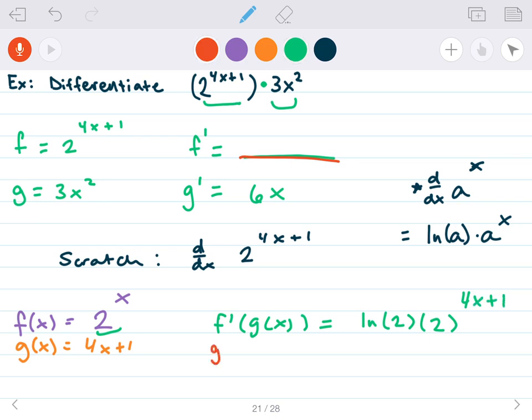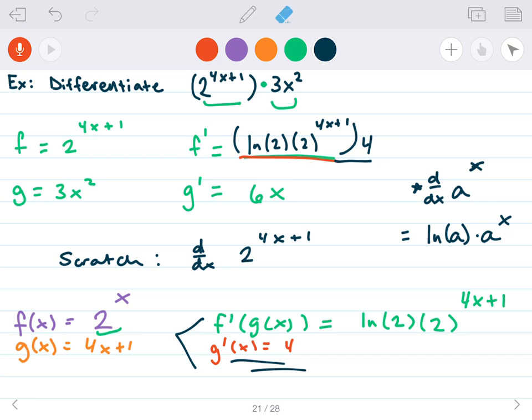Now we need g prime. G prime is just going to be 4, right? The derivative of 4x plus 1. So multiplying these two together, we can fill in the blank above, and we get ln of 2 times 2 to the 4x plus 1. And this is all being multiplied by 4, which is this part.